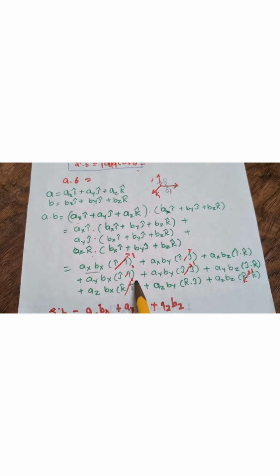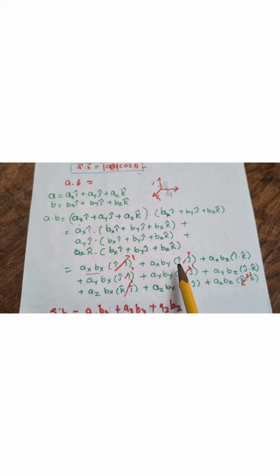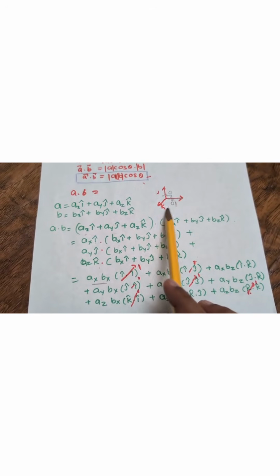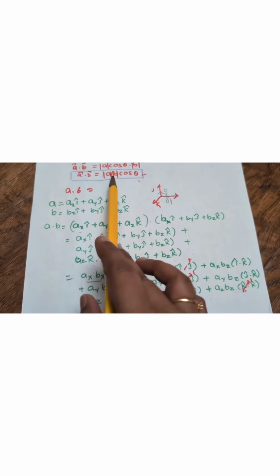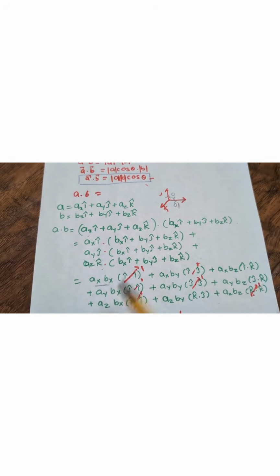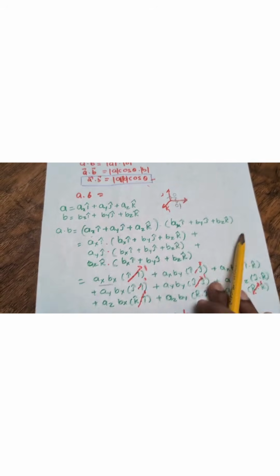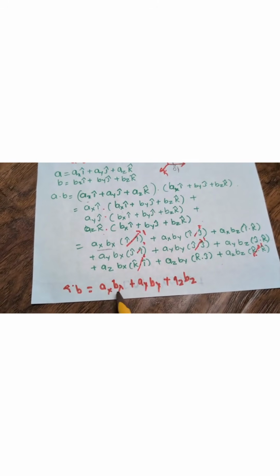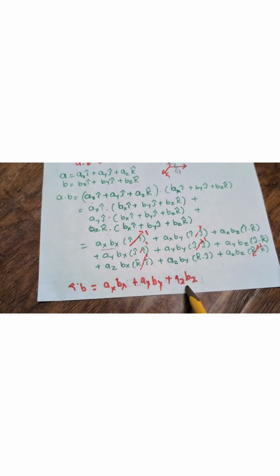Now all other terms, that is j with i, k with i, or i with j, are making 90 degrees with each other. So that means i dot j, or k dot i, will be 1 times 1 times cosine of 90 degrees, and cosine of 90 is 0. So all these terms will go to 0. Finally you are left with A dot B equals ax bx plus ay by plus az bz.